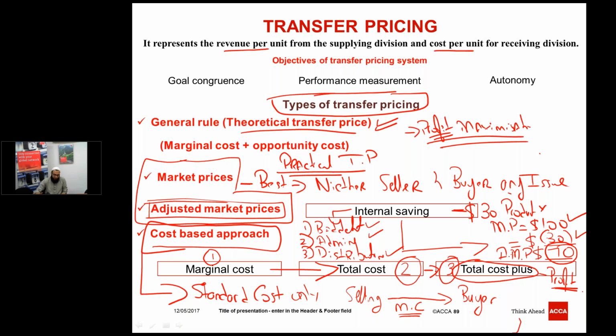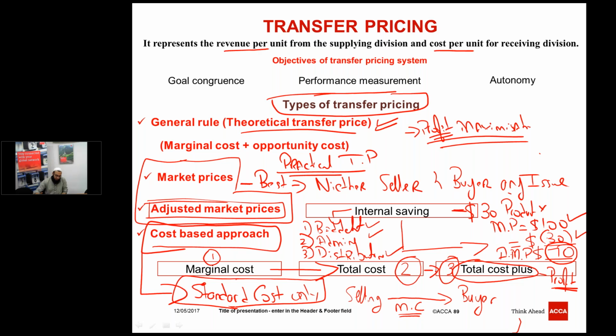Done, guys. Okay, Imran. Basically, internal savings are administration cost savings and distribution savings that one could get by transferring within the company. So, guys, these are the cost-based transfer price options. Make sure you learn that this should always be on the basis of standard cost only.